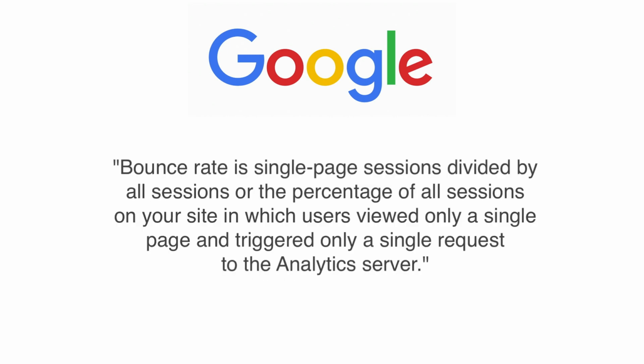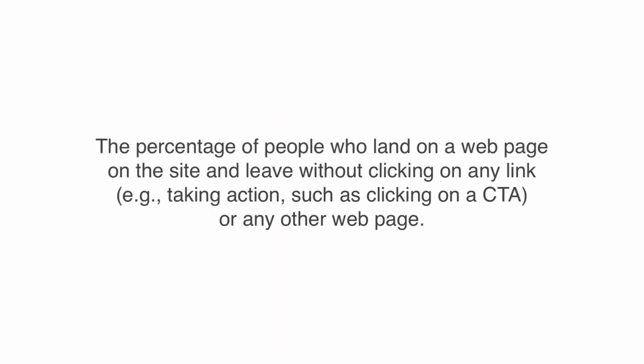Google defines bounce rate as single page sessions divided by all sessions, or the percentage of all sessions on your site in which users viewed only a single page and triggered only a single request to the analytics server. Okay, if this is a rather confusing definition, here's a simpler version. The bounce rate of a website refers to the percentage of people who land on a certain web page on the site and then leave it without clicking on any link. For example, taking any action such as clicking on a call to action or any other web page.